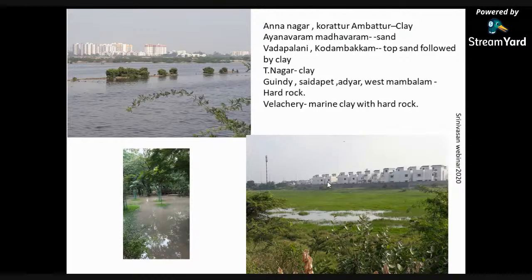So it has to seep in. For the water, the underlying formation should be porous. But unfortunately, the clay area in Korattur, Ambattur, Annanagar and T Nagar is not porous and permeable. The water will stagnate like that only. So this is the scenario in Chennai.